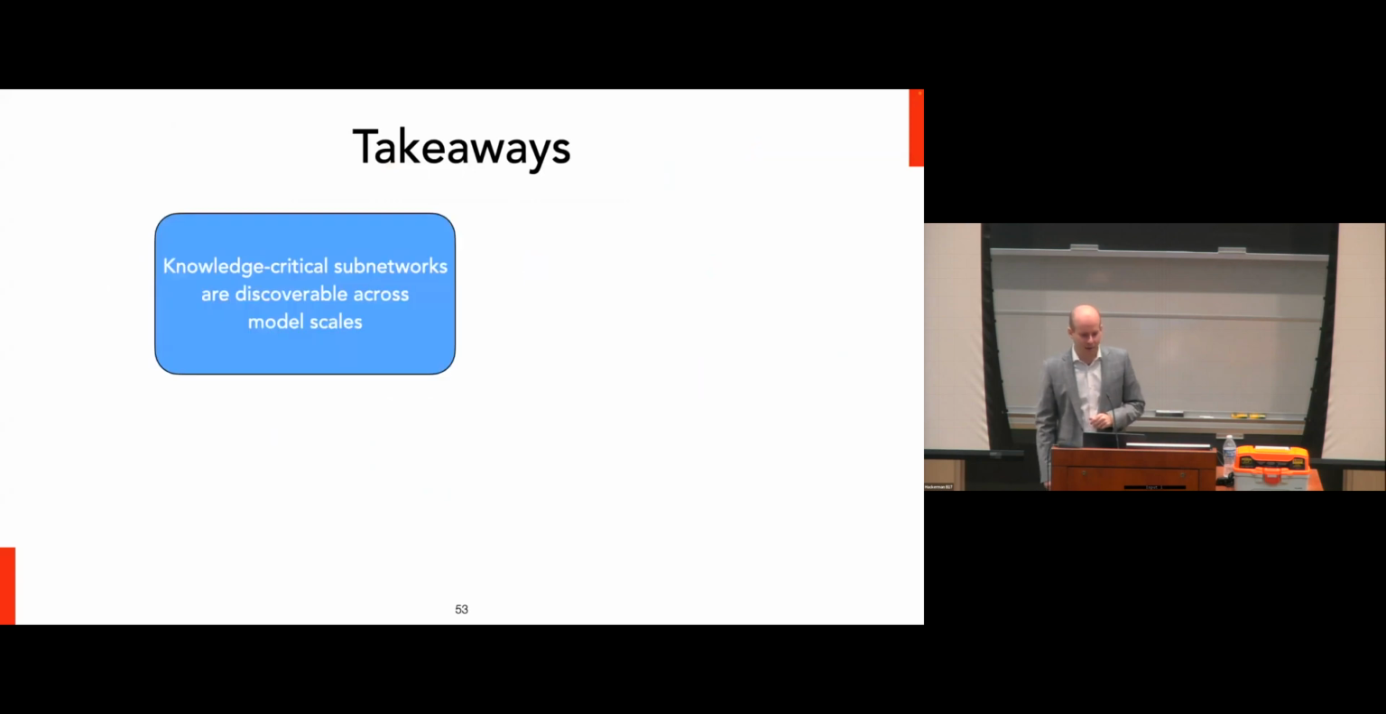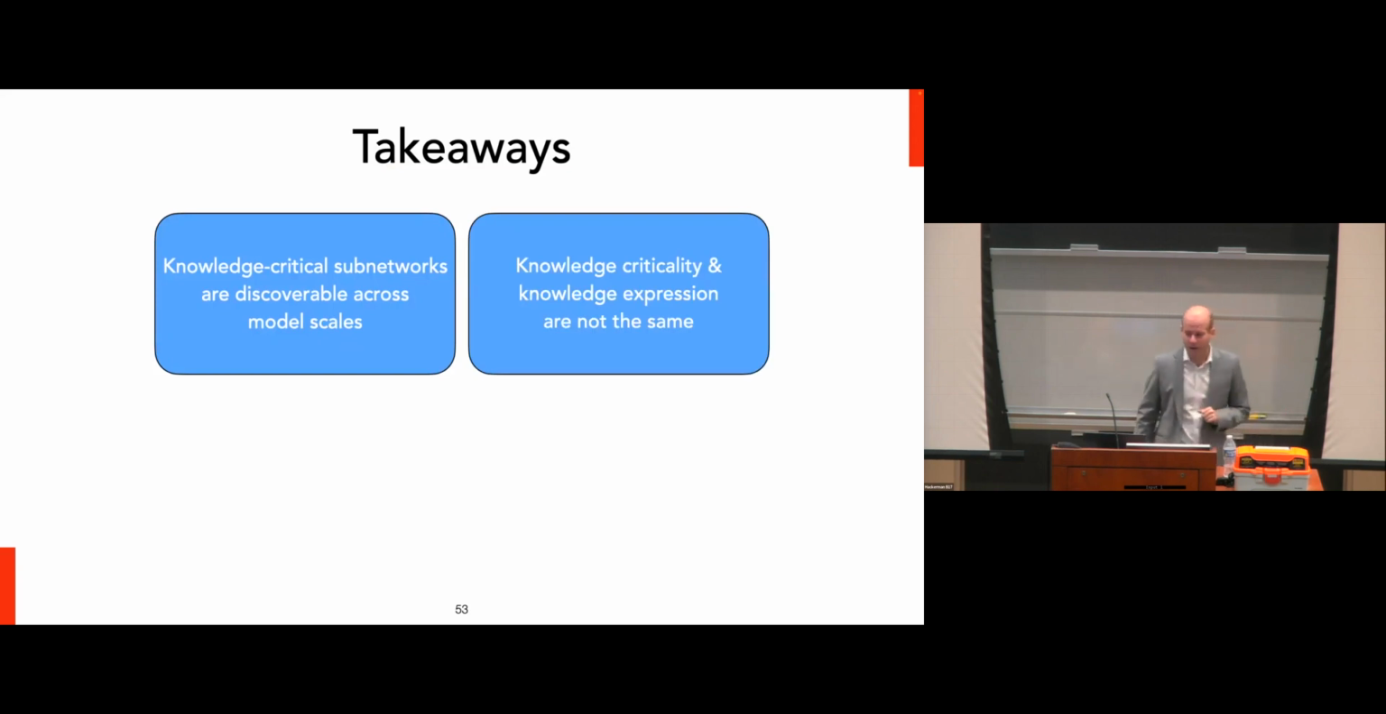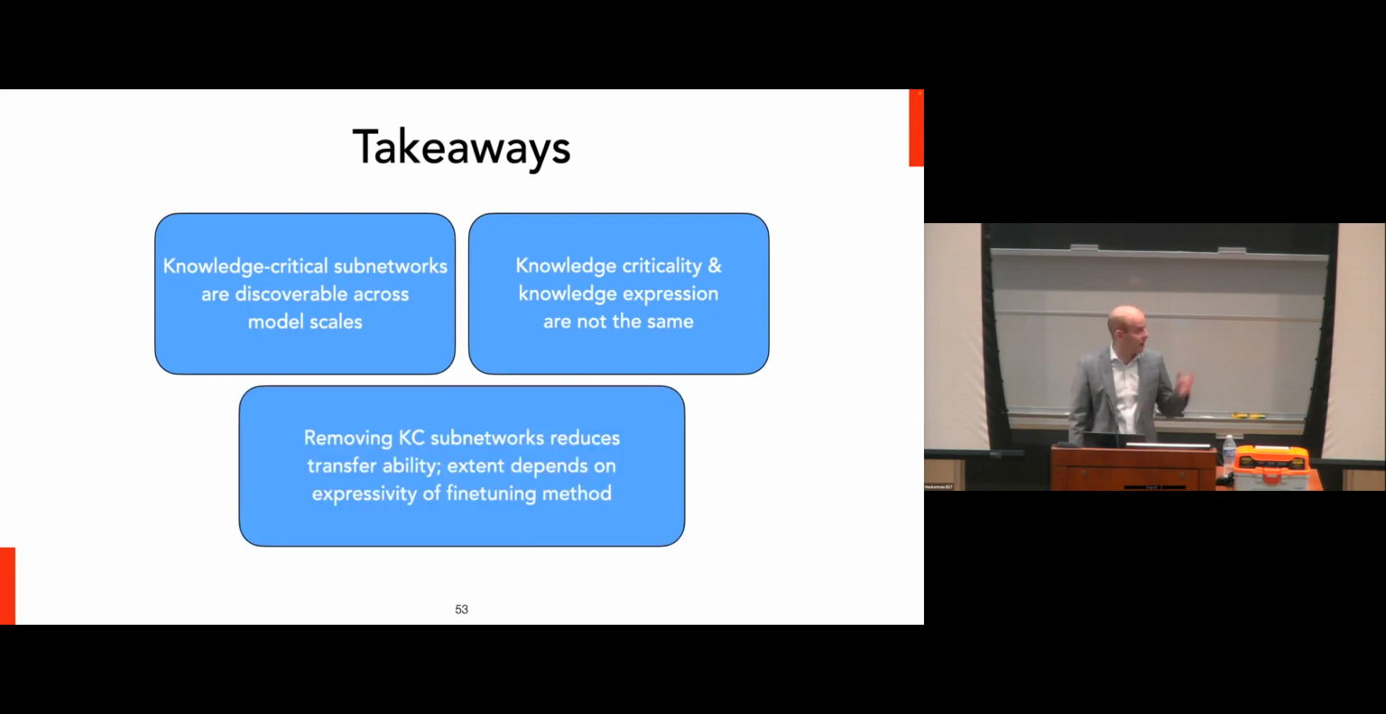So some quick takeaways here. The first is that we're able to discover these knowledge critical subnetworks across model scales. The second is that knowledge criticality and knowledge expression are not exactly the same. And the last point, which I think is the most important, is that removing these knowledge critical subnetworks reduces the transferability, and the extent depends on the expressivity of a fine-tuning method. So if somebody has access to a full model and can do full fine-tuning, maybe not all that useful. However, if you're going to be deploying one of these models as a black box, perhaps it is quite helpful to be able to remove how that model is able to express knowledge in the first place.